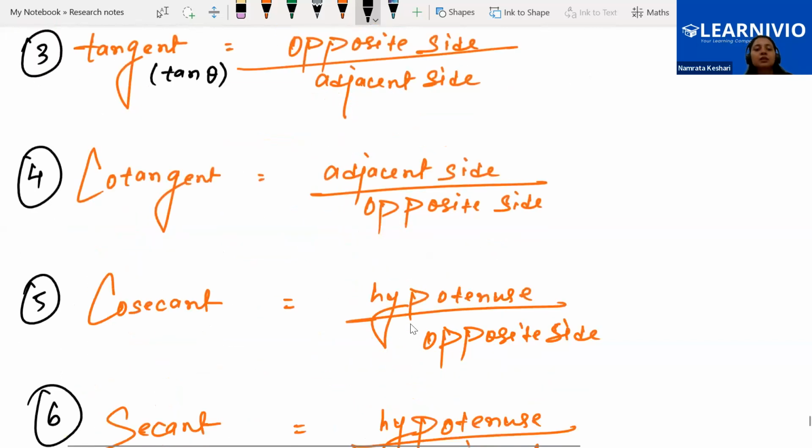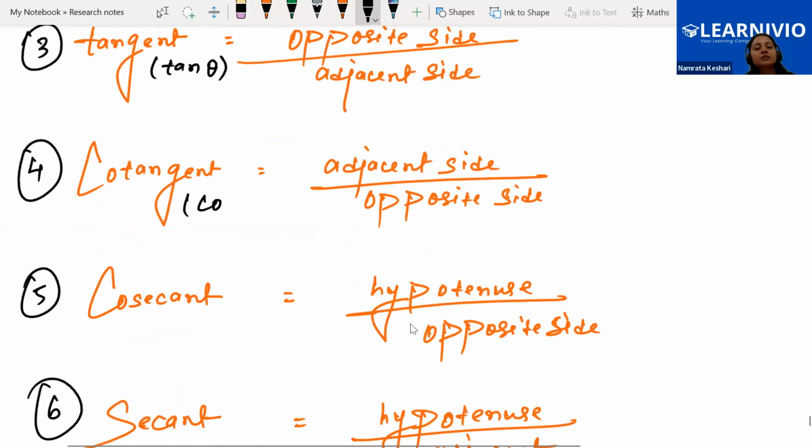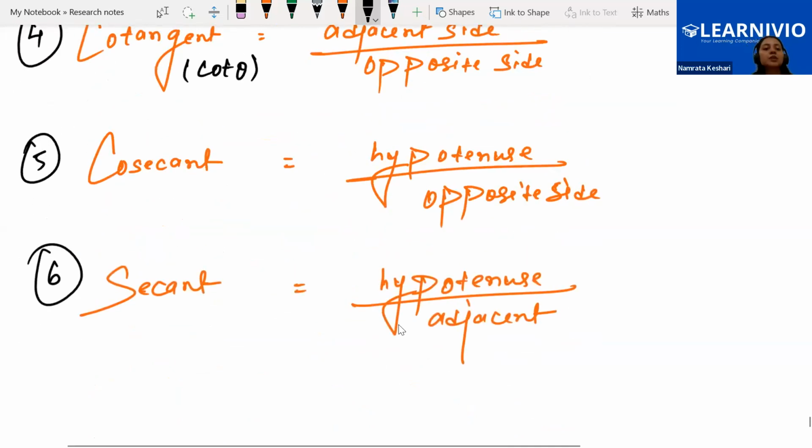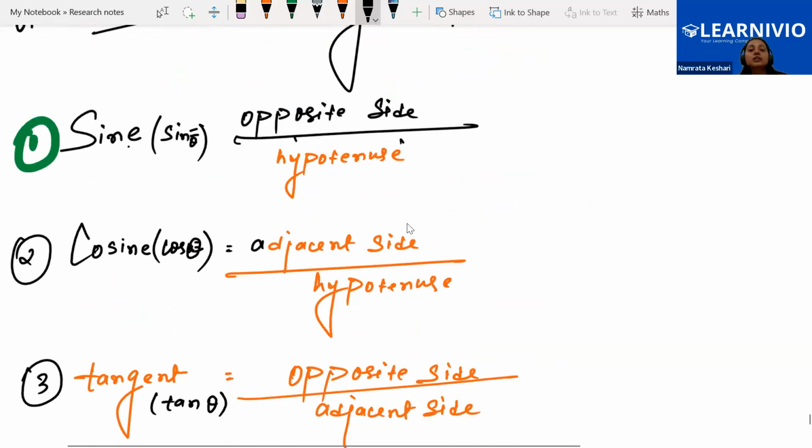Now cotangent we will be writing as cot theta. Cosecant we will be writing as cosec theta. And secant we will be writing as sec theta. These are the shorter forms, and every time we will be using the shorter forms only.